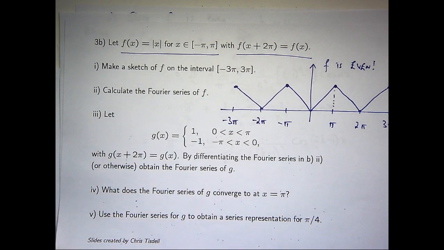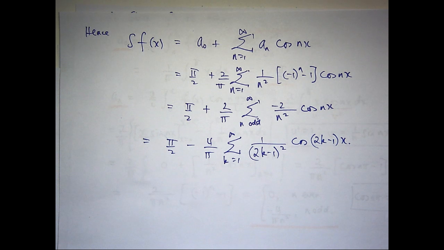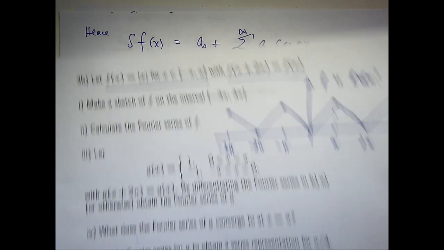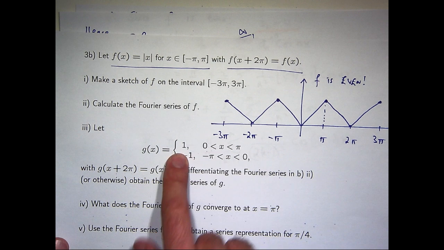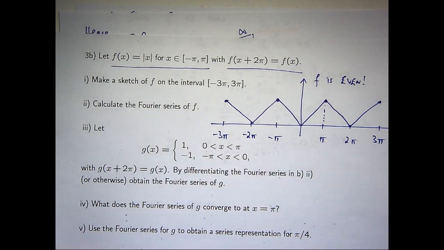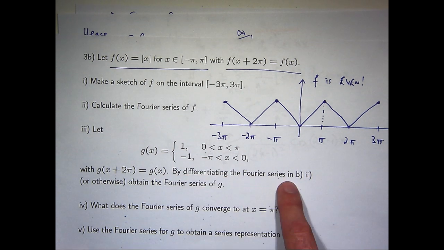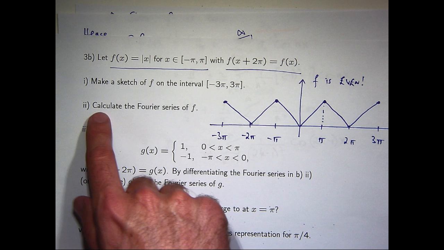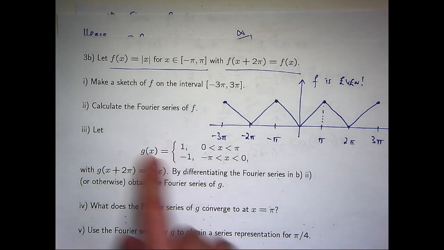Parts 3, 4 and 5 essentially ask you to do something with what you just calculated in part 2. Let's have a look at that. Let g of x be this function here, which is also periodic, the same period as our f, but differently defined. By differentiating your Fourier series in part 2, or otherwise, obtain the Fourier series for this new function g.